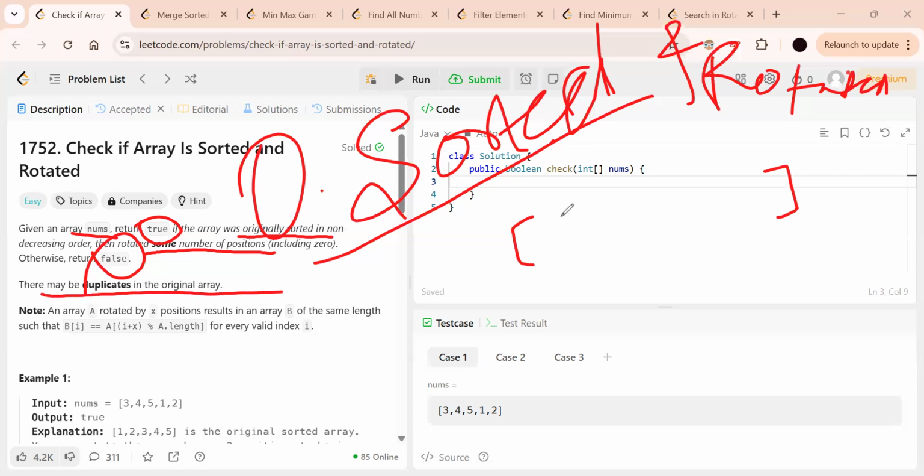There may be duplicates in the original array. So there is a possibility that the array can contain duplicate values too, right?